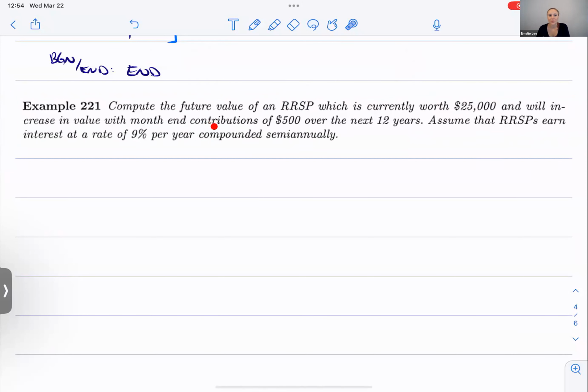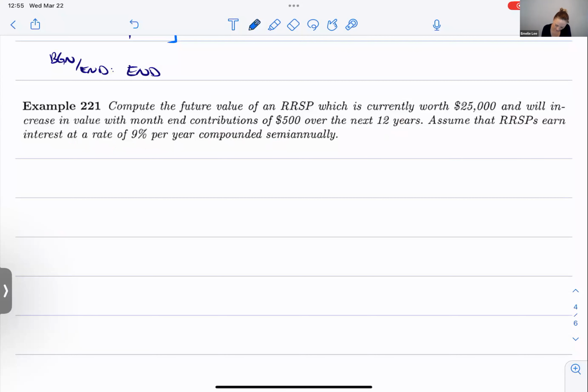So here's one of those where we actually start with some value, right? And then we're adding on to that value. So compute the future value. We're told to find the future value of an RRSP, which is currently worth 25,000, okay? And will increase in value with month-end contributions of $500 over the next 12 years. Assume that RRSPs earn interest at a rate of 9% per year, compounded semi-annually.